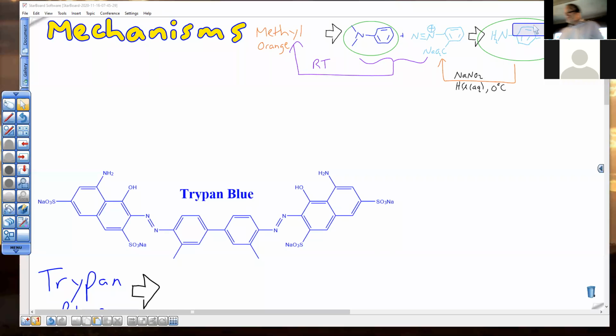Welcome back and continuing our exploration of diazonium dyes. Before we do the breakdown for the synthesis of trypan blue, let's do the mechanism for the steps in the synthesis of methyl red.